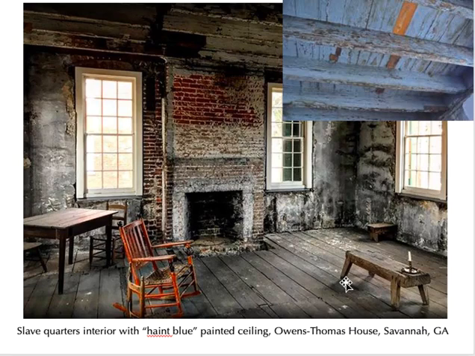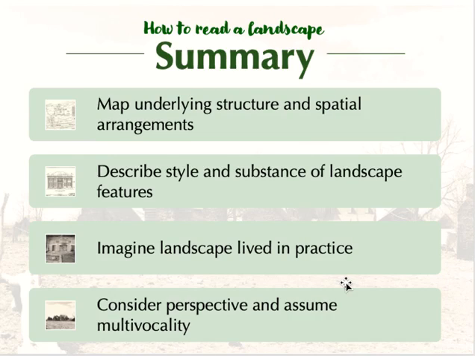African Americans. So just to summarize how to read a landscape, there are 4 basic steps that you can take to understand what is going on in any given landscape and what sorts of stories can be told from that landscape. You want to map the underlying structure, the spatial arrangements between different landscape features or buildings, understand what sorts of social relationships that structure represents, or cultural understandings.